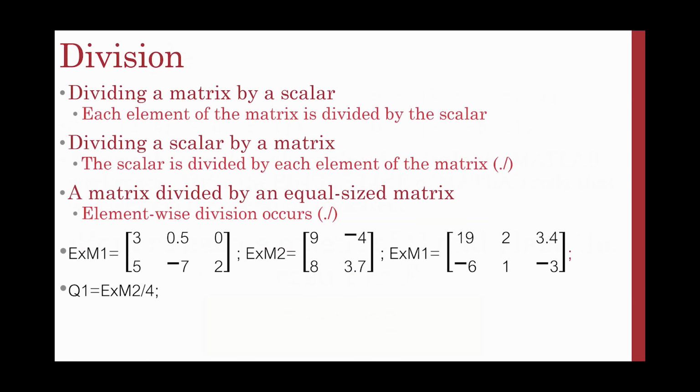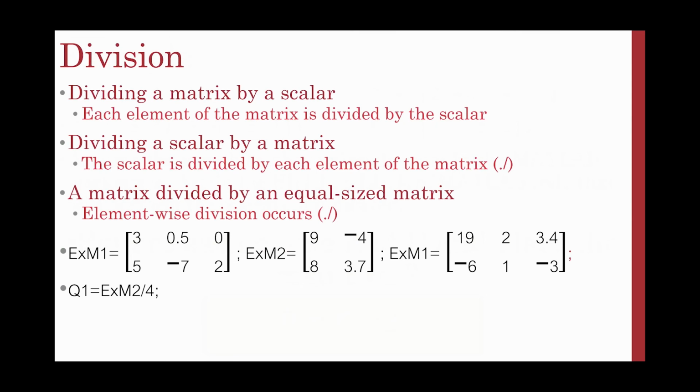You can divide a matrix by a scalar, and each element of the matrix will be divided by that scalar. You can divide a scalar by a matrix by using our element-wise operator, and you can divide a matrix by an equal-sized matrix, again by using our element-wise operator. You do not divide a matrix by another matrix.